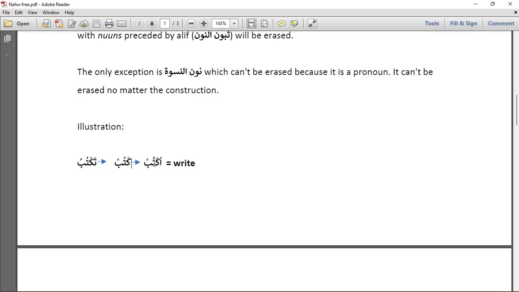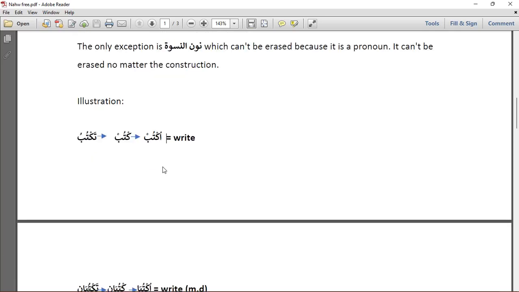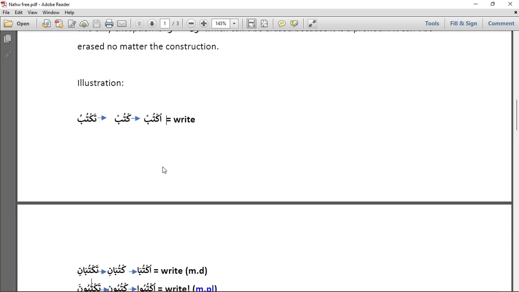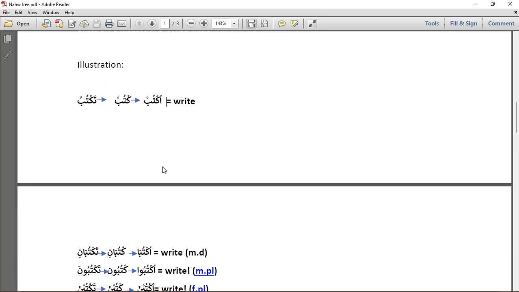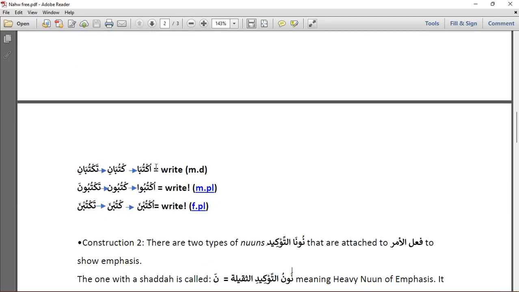So we introduce what we call the alif al-wasl or hamzatul wasl. Hamzatul wasl takes damma, because the ta is taking damma. So we have uktub, which means write. A command, write. So when we go to the next one, which is the second person dual, we have taktubani as the verb.